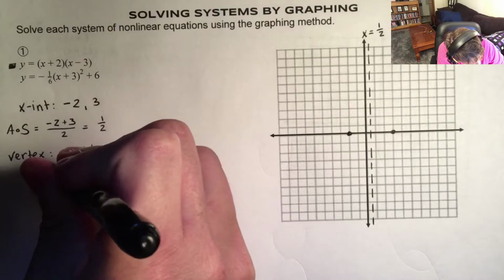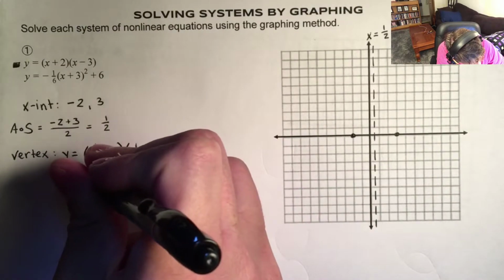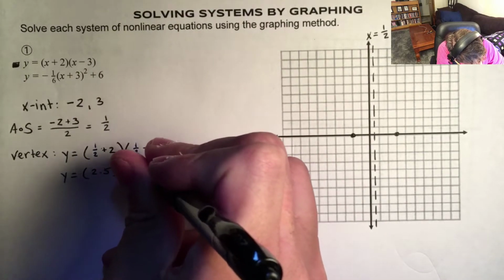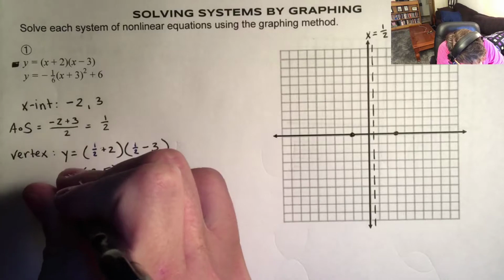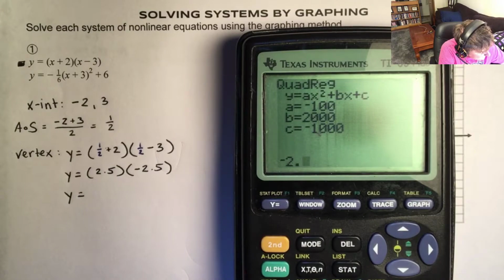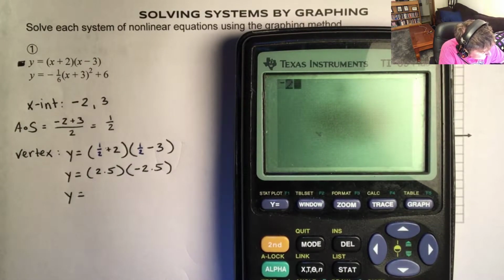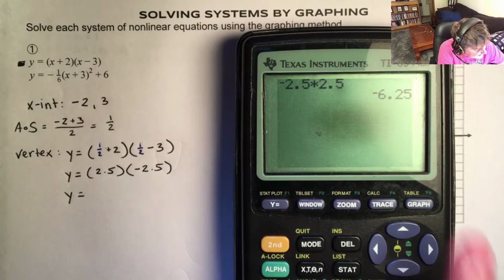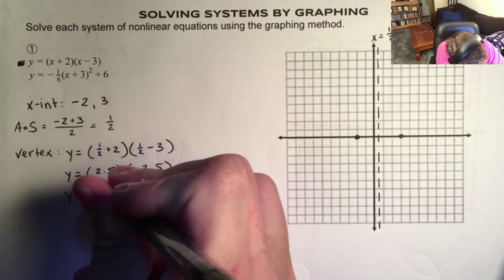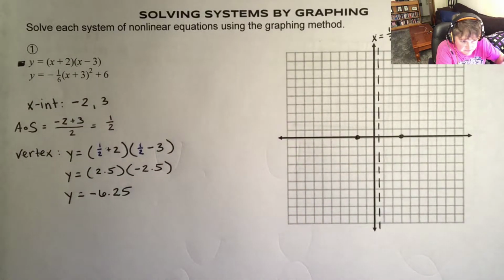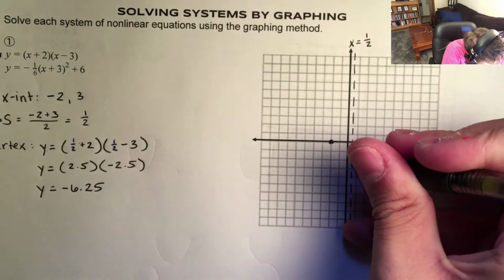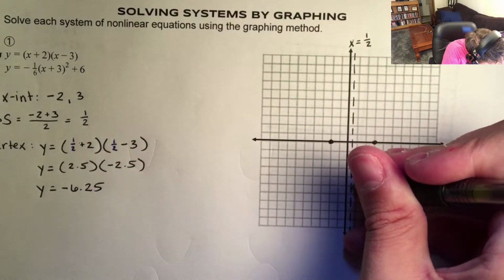Okay, so y is equal to, well, 1/2 plus 2 is 2.5, and 1/2 minus 3 is -2.5. And then those numbers multiplied by itself, not 100% sure what that is off the top of my head, is -6.25. Okay, and we are getting some decimals. Totally fine. So -6.25. So -1, 2, 3, 4, 5, 6.